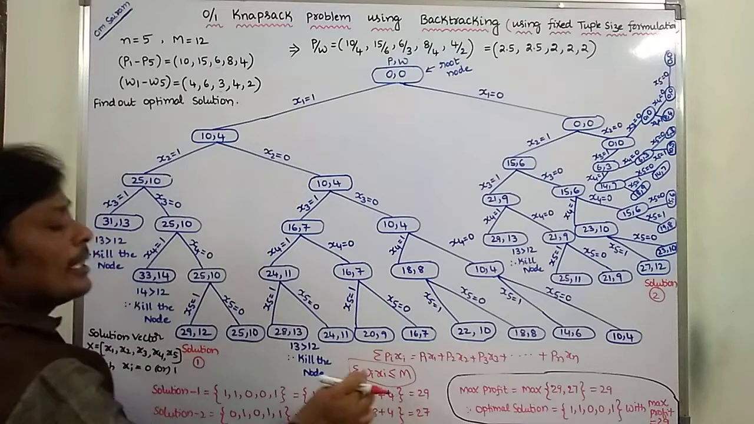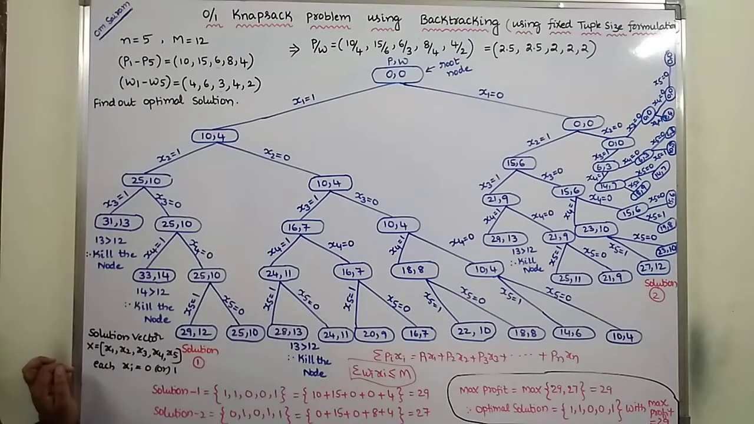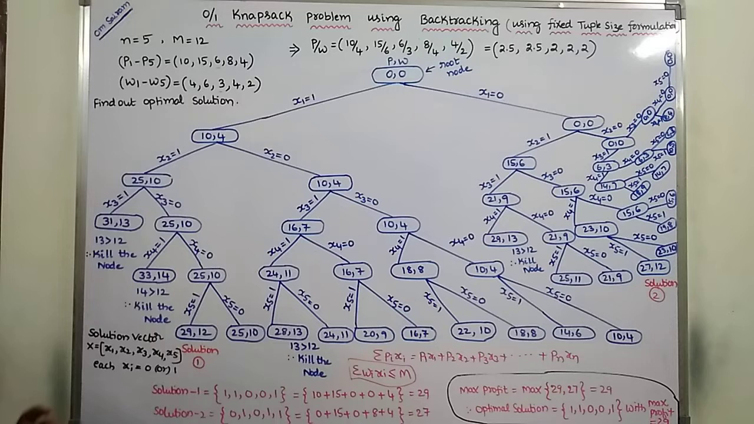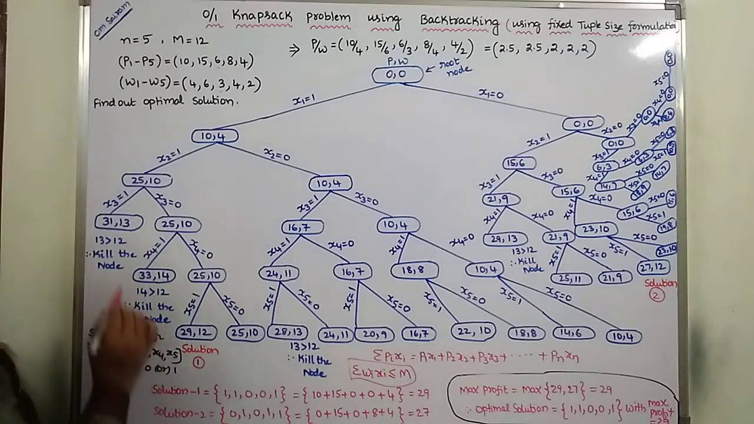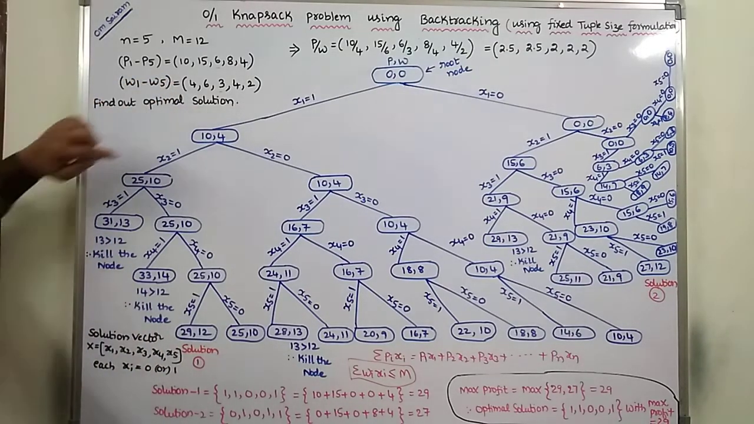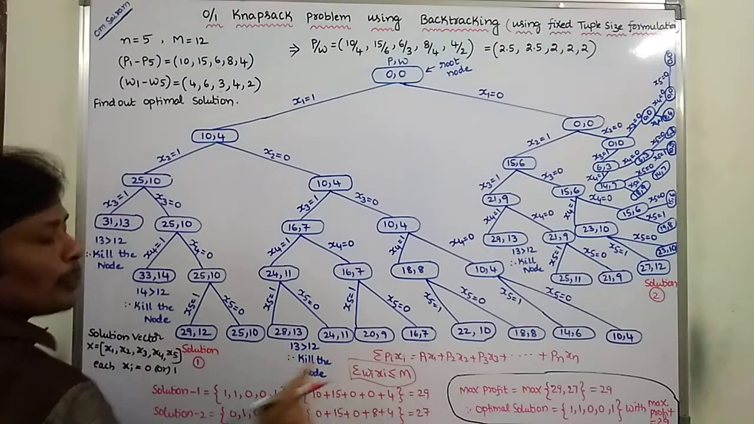So this is false. It violates the property, that is sigma w_i x_i less than or equal to M, so we have to kill that node. By using bounding functions, we kill that node. Up to now the tree is extended. From this point we do not go forward, because this node is killed by violating this property.